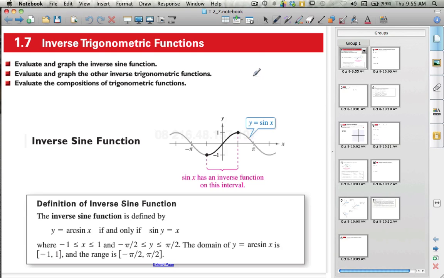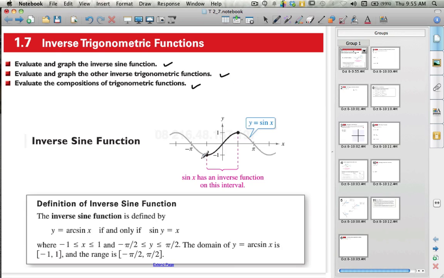In section 1.7, we're going to be working with inverse trig functions. So we're going to work on evaluating and graphing inverse sine functions and other inverse trig functions, and then also taking a look at the compositions of trig functions. So that's a little tricksy.